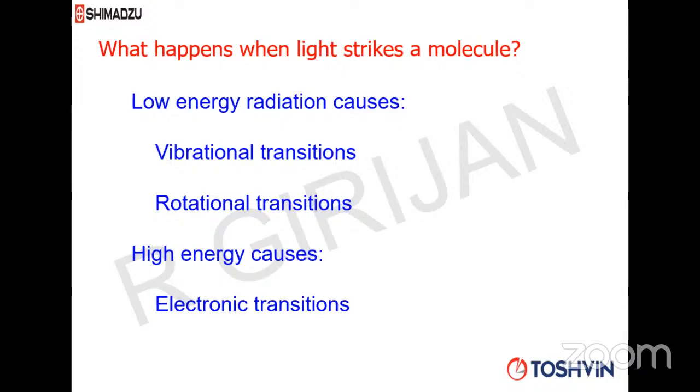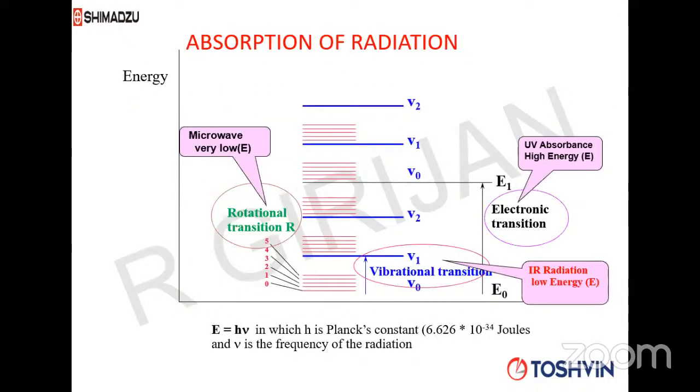So what is happening in the case of UV? UV is always a high energy radiation, so only electronic transitions will take place in the case of UV. So these are the different possibilities. If you look at the slide, you can see these are the different possibilities.